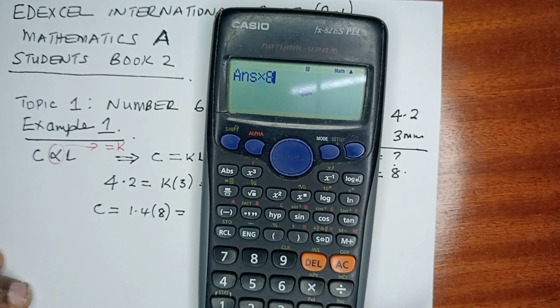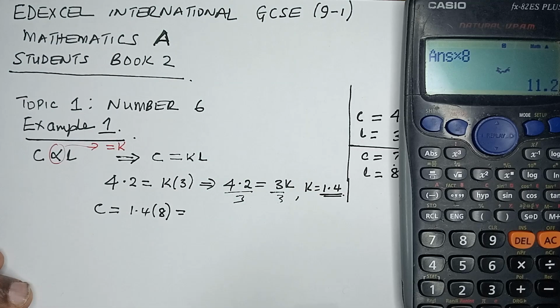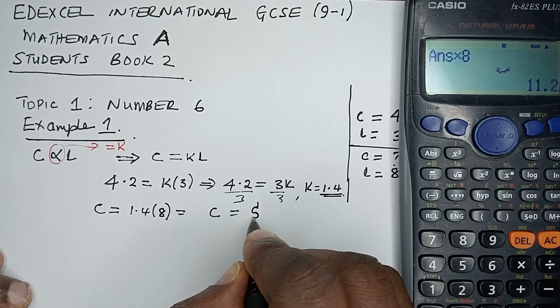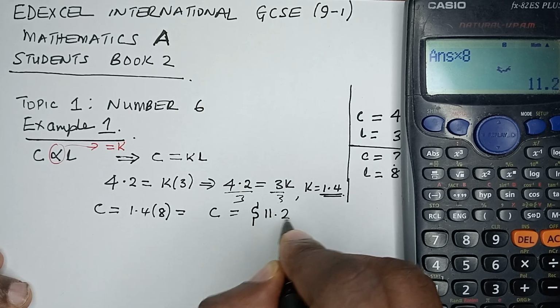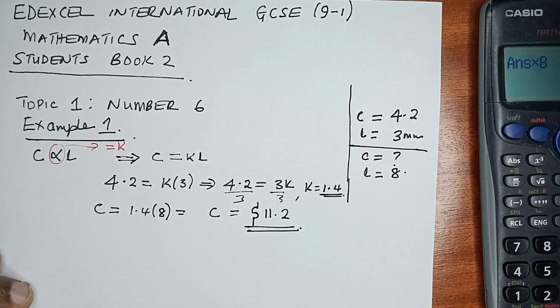1.4 times 8. That is the cost, $11.2. So the cost is $11.2. That is the answer to part A of the question.